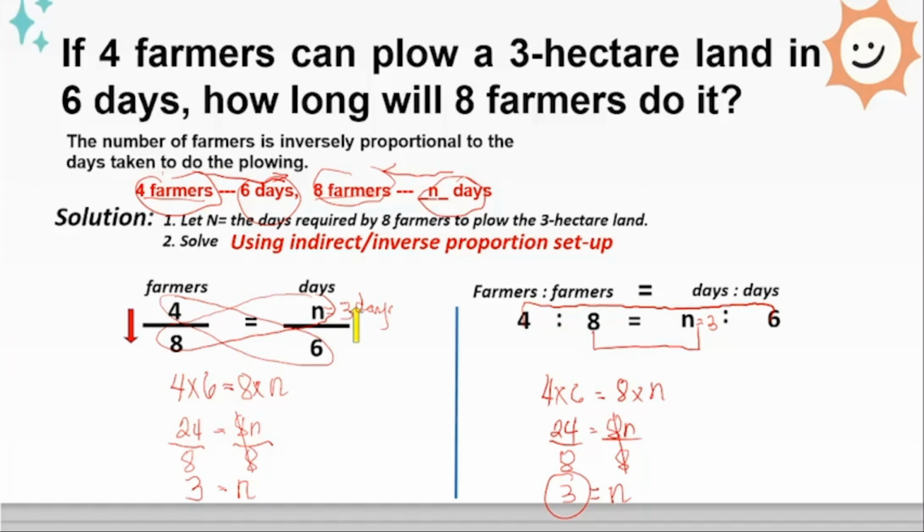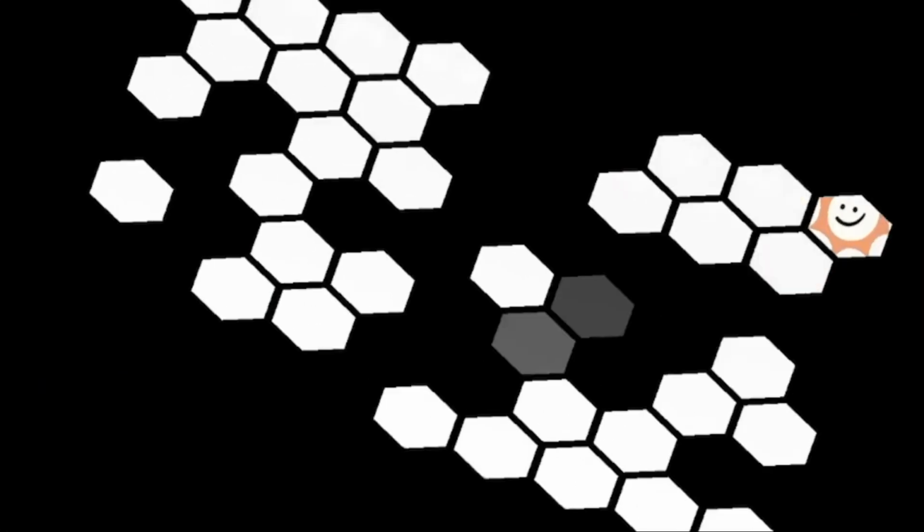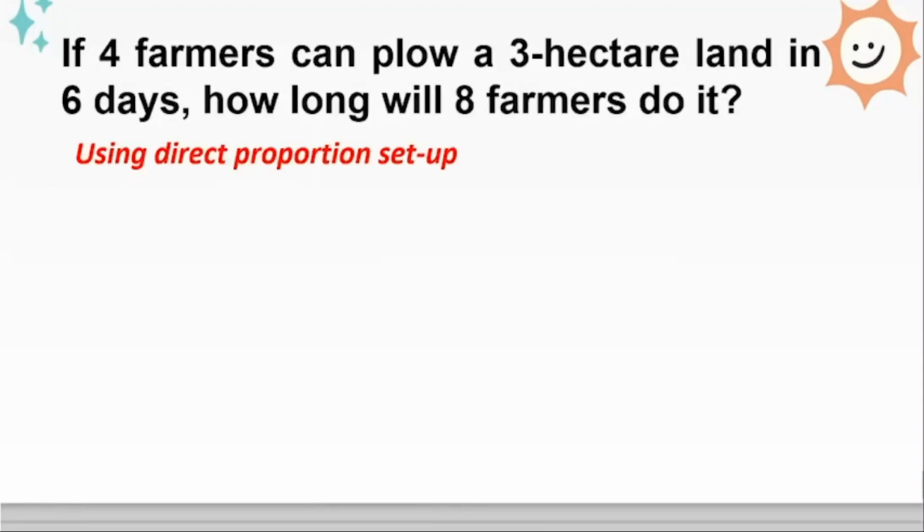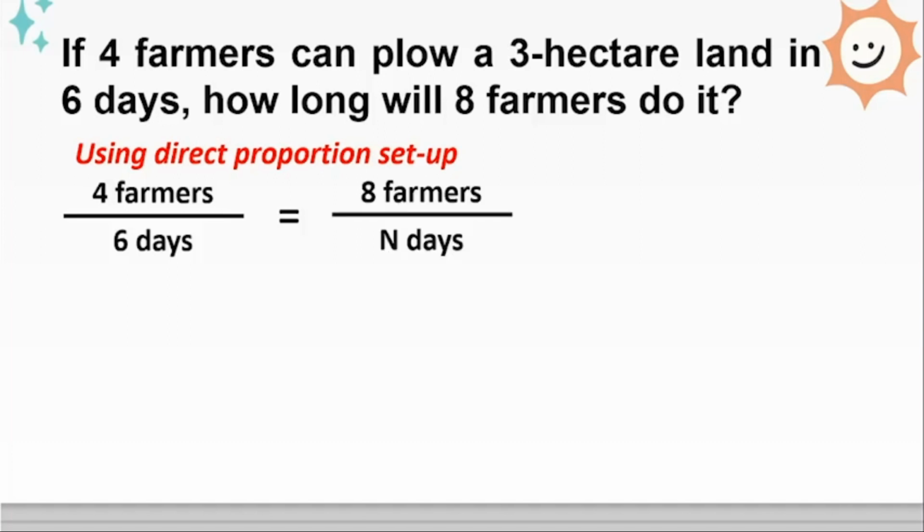Okay. So, this time, let's go to the second strategy that you can use, using direct proportion setup. Okay, so 4 farmers to 6 days as 8 farmers to n days. So this time, what we used in setting up the proportion is direct. First term, second term. What the first term in the first ratio is, that's also the first term in the second ratio. Then what the second term is, that's also the second term in the second ratio.